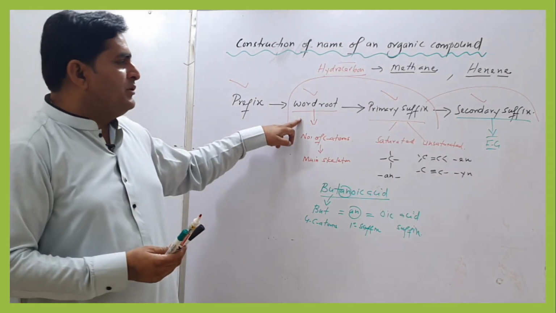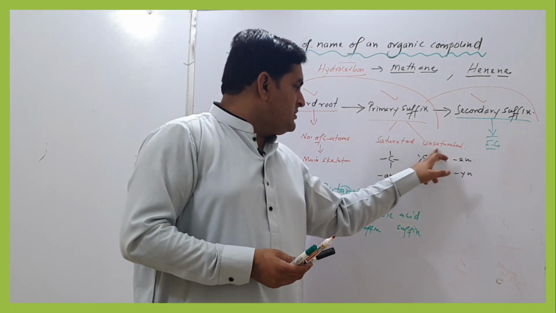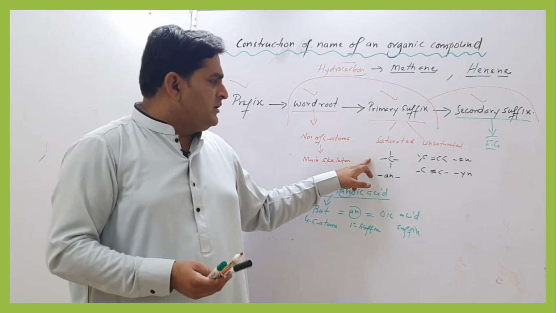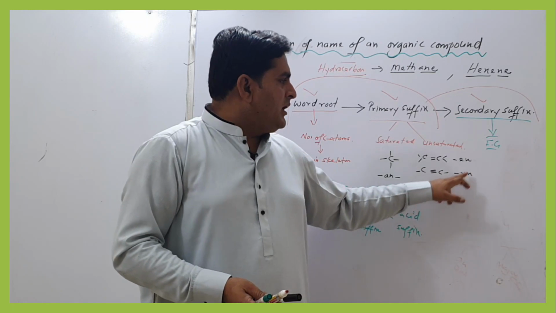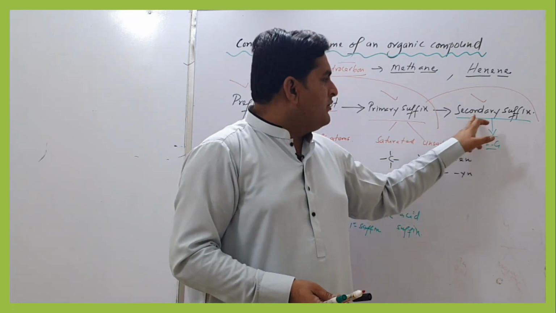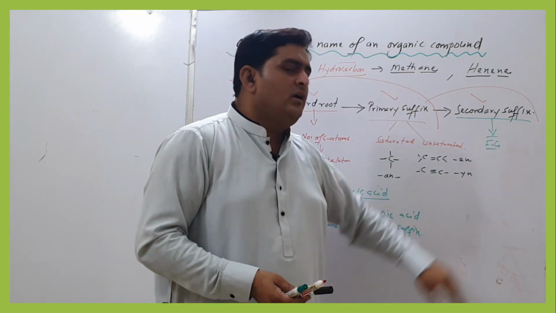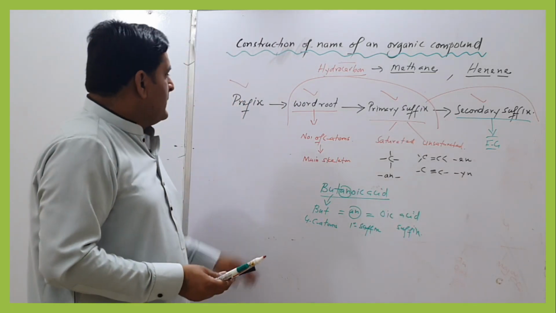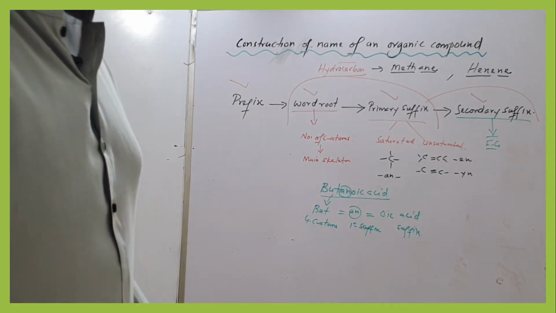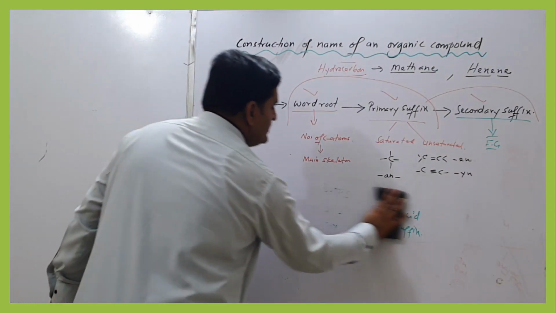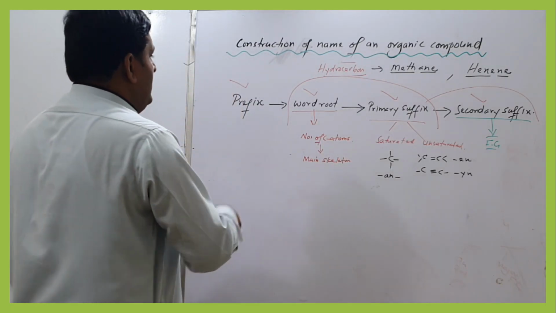So the word root tells us the number of carbon atoms. The primary suffix tells whether the compound is saturated or unsaturated. If a compound has only single bonds, it is saturated and we use "ane". If it has a double or triple bond, we use "ene" or "yne". And if a compound has a functional group, we add a secondary suffix after the word root and primary suffix. After that, if a compound has more than one functional group, then all these parts will be used.